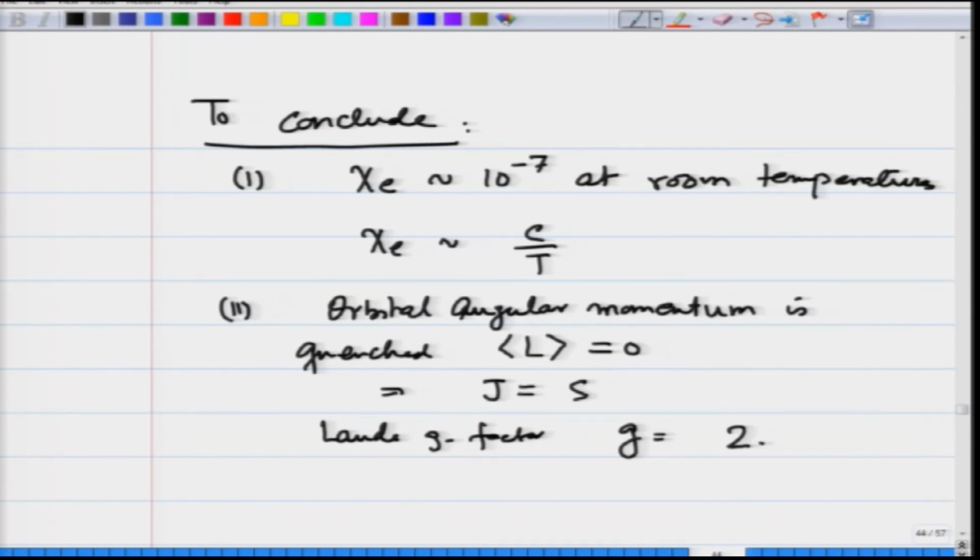So, with this I conclude our introduction to paramagnetic substances. In the next 2 lectures, I will be introducing you to diamagnetic systems and ferromagnetic systems.